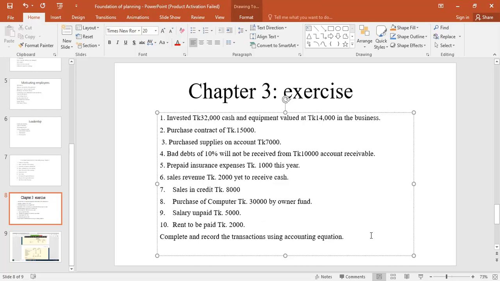So all of you know that accounting equation includes assets equal to liabilities plus owner's equity. The assets will be written on the left side, other items should be written on the right side. So an asset increase will increase the total assets, and the other item will be written on the right side. So let's jump to our calculation. First transaction is here. Investment of taka 32,000 in cash and equipment valued 14,000 in business. Business is a separate entity from the owner, that's why that should be included.